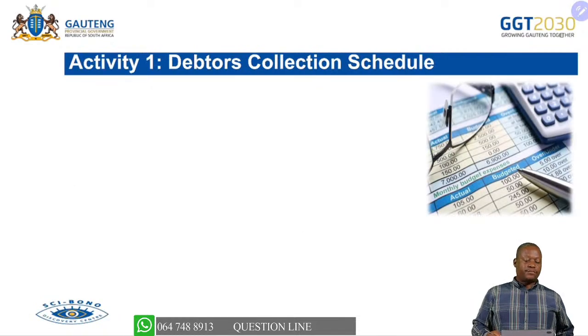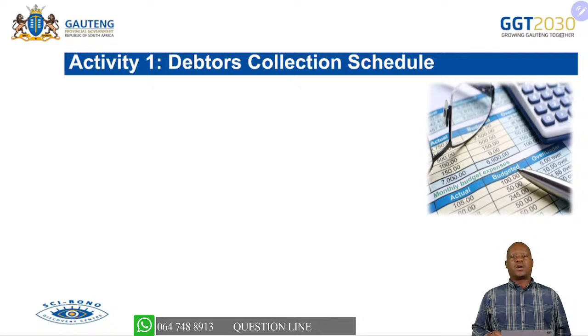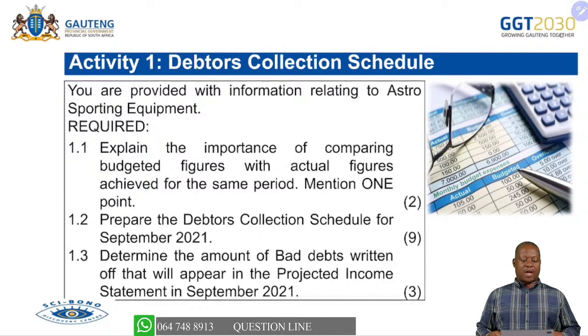Now, having looked into these concepts, now let's look into activities and see how we apply them into questions when asked in the exam. So our first activity is looking into a debtors collection schedule. It says here you are provided with information relating to a transporting equipment business. Now, you are required to do these three things.